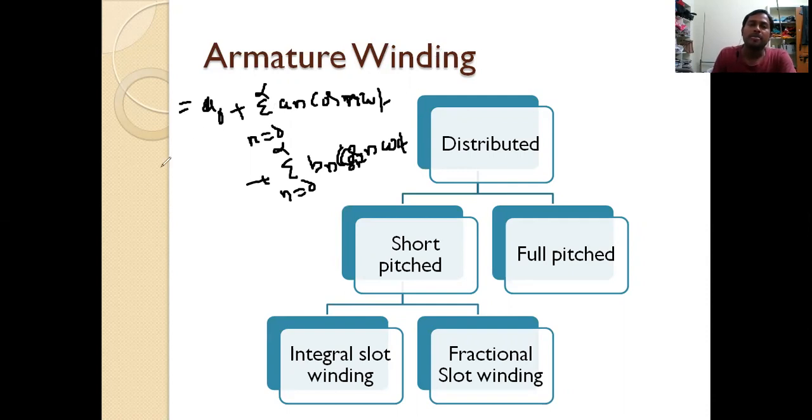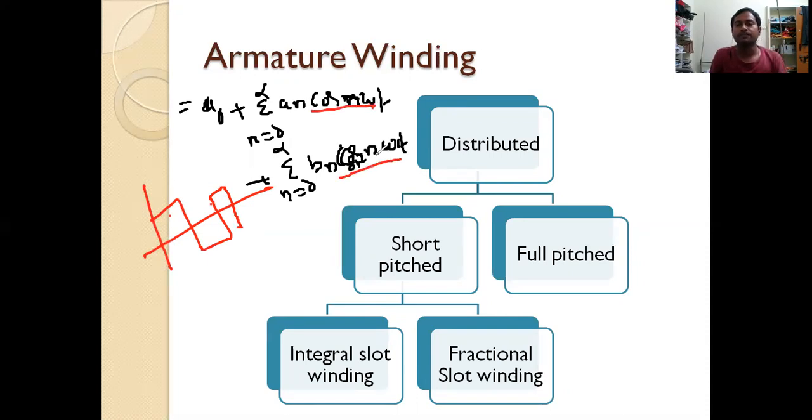This is nothing but a Fourier expansion of a sinusoid. For example, this is a square wave. This square wave will be written in terms of sine and cos. The square wave will be written in terms of cos wave and sine wave in the presence of all harmonics.